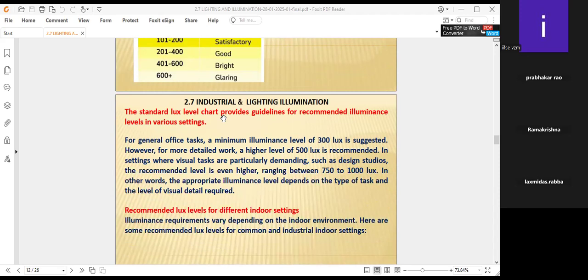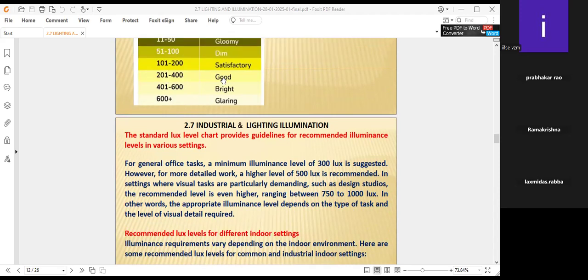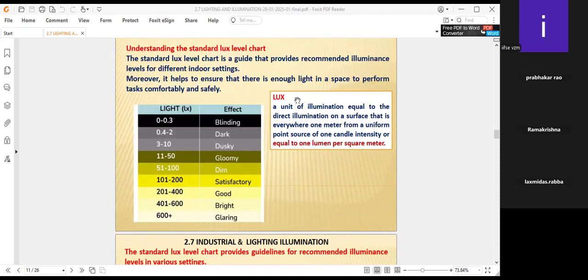The standard lux level chart provides a guideline for recommended illuminance levels in various settings. For general office tasks, the minimum illumination level is 300 lux. Here, see, 200 to 300 minimum. Minimum lux is suggested. Everybody is simply saying suggested, not recommended. That is why there is a low recommendation here.